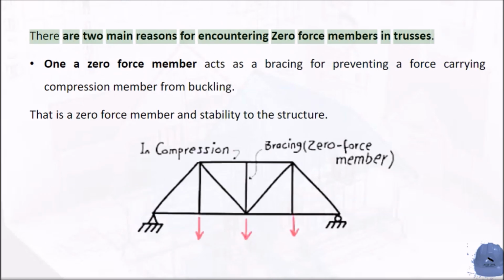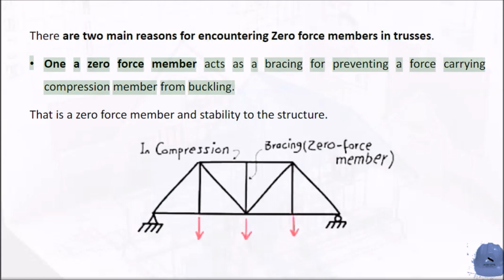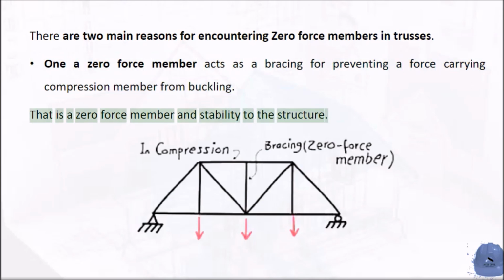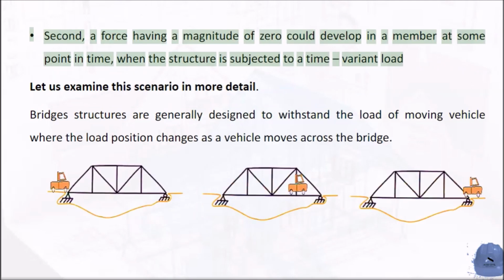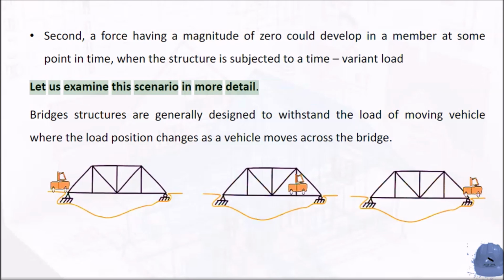There are two main reasons for encountering zero force members in trusses. 1. A zero force member acts as a bracing for preventing a force-carrying compression member from buckling. That is, a zero force member adds stability to the structure. 2. A force having a magnitude of 0 could develop in a member at some point in time, when the structure is subjected to a time-variant load. Let us examine this scenario in more detail.